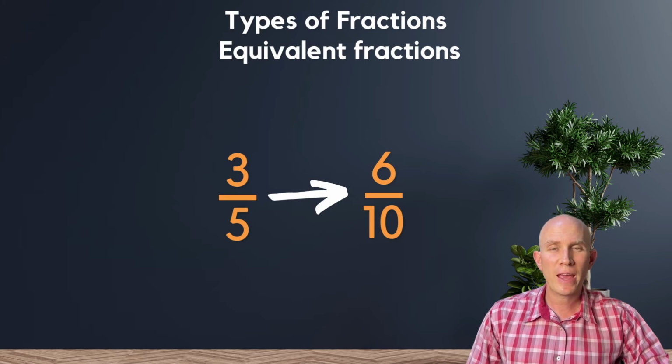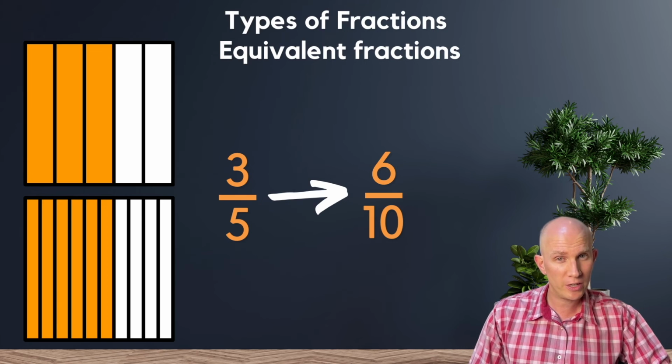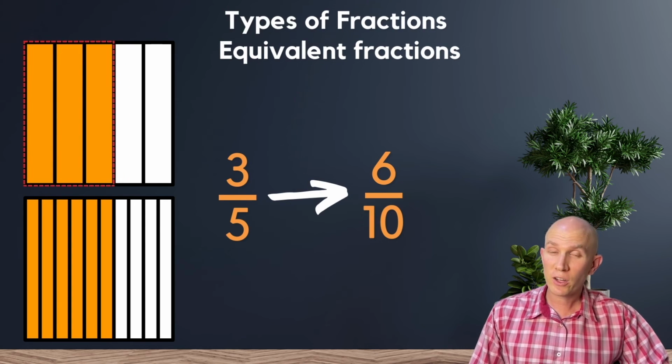Right, and finally we have equivalent fractions. Now, the name gives us a big clue here, because equivalent fractions are equal to each other. So although the individual fractions look different, if I got 3/5 of a chocolate and you got 6/10 of a chocolate, we would both be getting the same amount of chocolate.